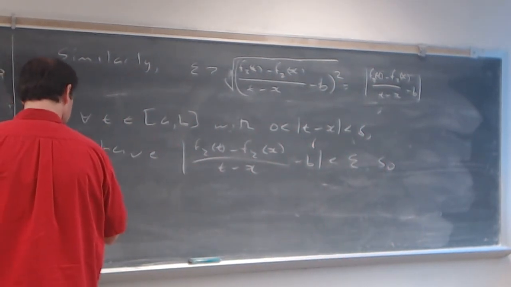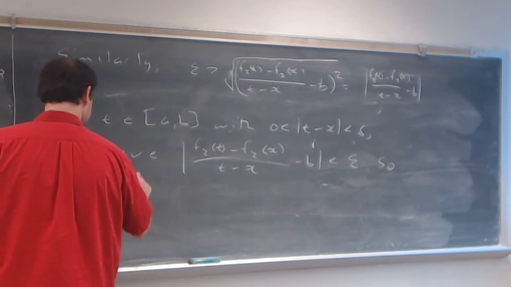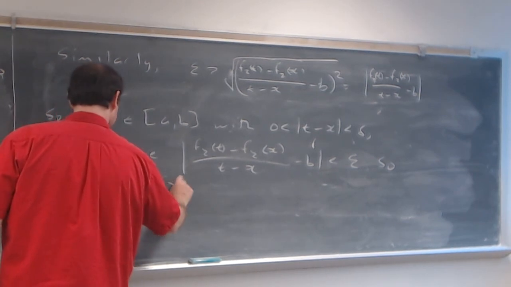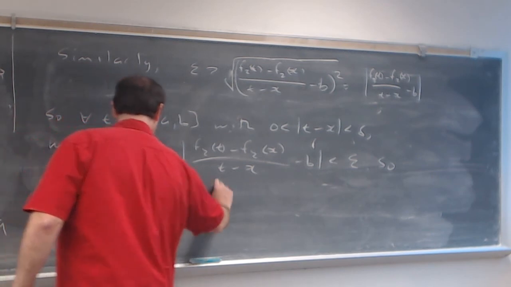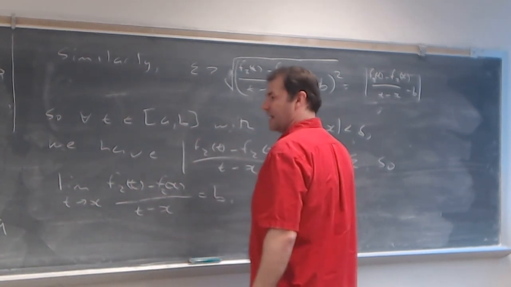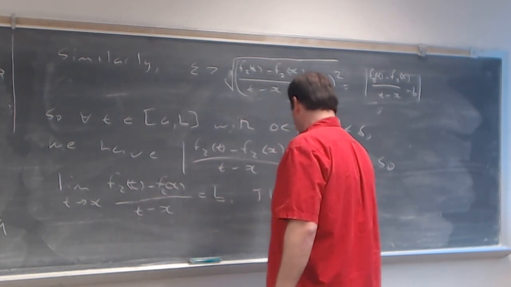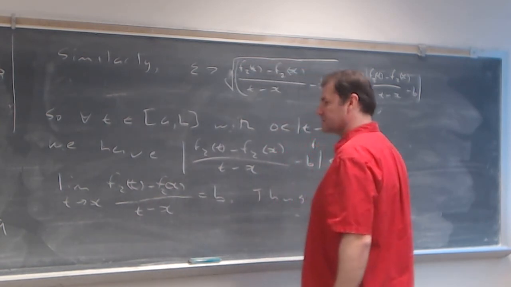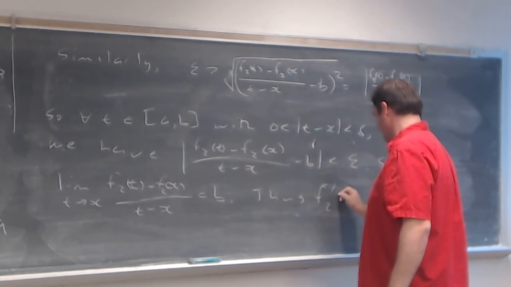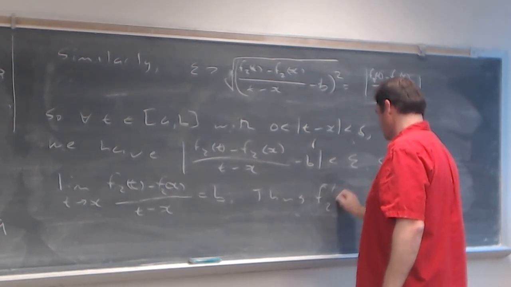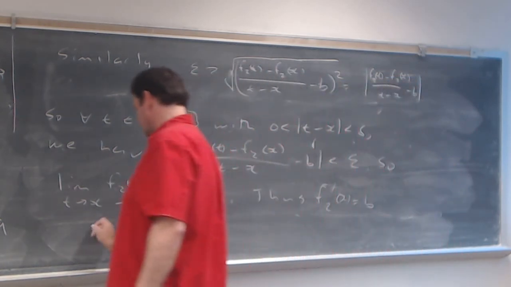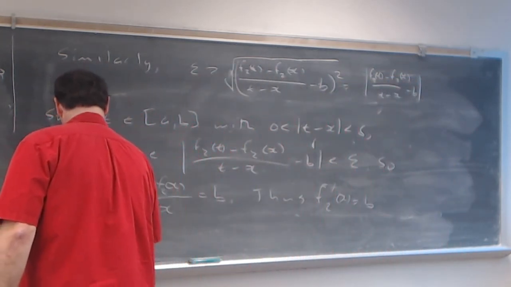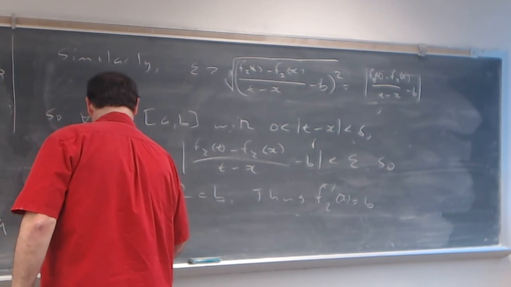as t goes to x of f sub 2 of t minus f sub 2 of x all over t minus x equals b. And what that is saying then is that f sub 2 prime of x equals b, and that's what we want to show. F sub 2 prime exists.